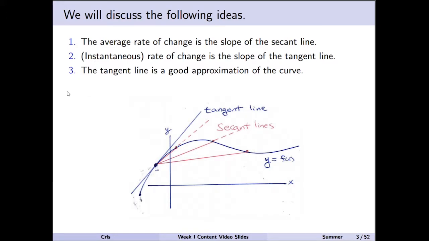And the third point is that the tangent line is a good approximation to the curve. I think you can see that last point right here. If you're very close to this point on the curve, there's not much difference between being on the tangent line and being on the curve. These lines in red are called secant lines. A secant line is a line between 2 points on a curve. And the idea is as we move the 2 points on the curve closer and closer together, the blue tangent line is attained as the limit of red secant lines.